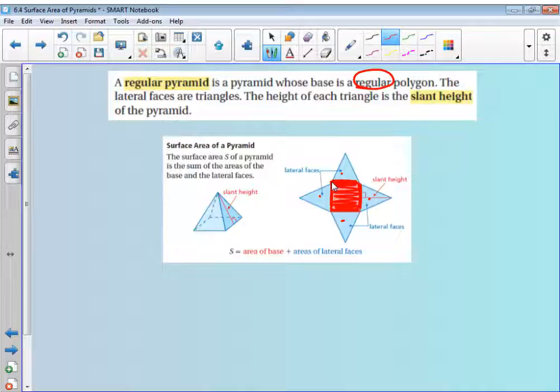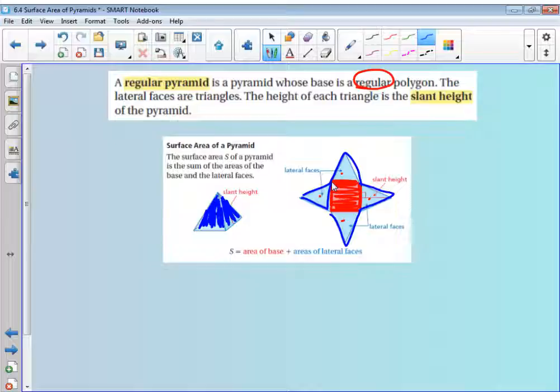The lateral faces are triangles. So lateral, what does that mean? That's the part that makes up what I would call the middle. It's the part that comes to the point. So all of these faces are what you would call your lateral faces, or the lateral part of your figure. Okay, when it's broken down into its net, these are our lateral surface area. They come to that point or make up that middle section of the pyramid.